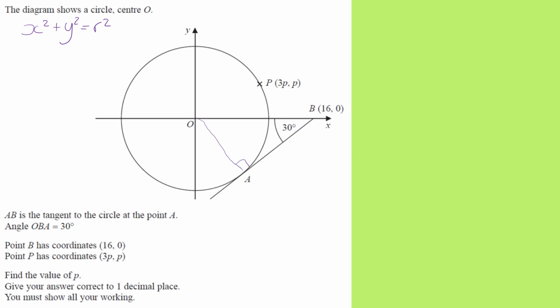And we have an angle over here. So my head is saying I've now got a right-angled triangle and I've got an angle. Is this going to be about trigonometry?